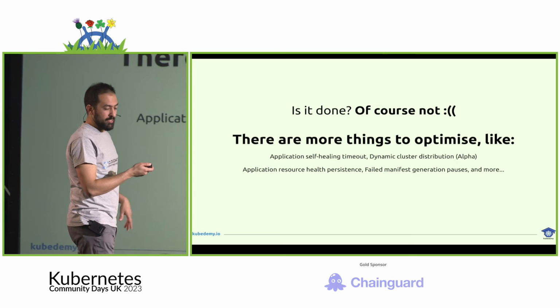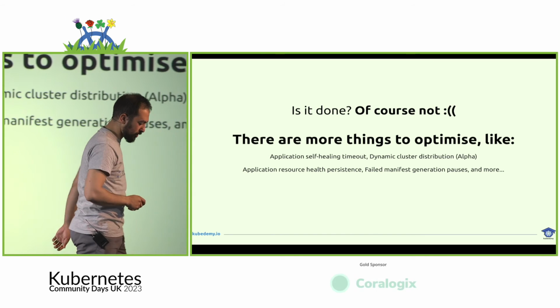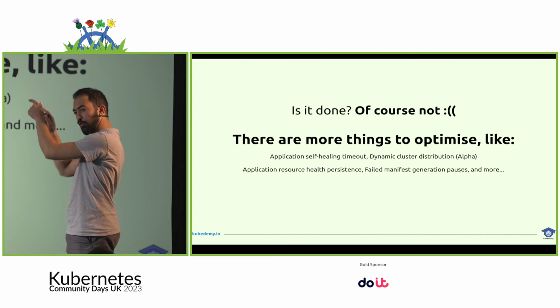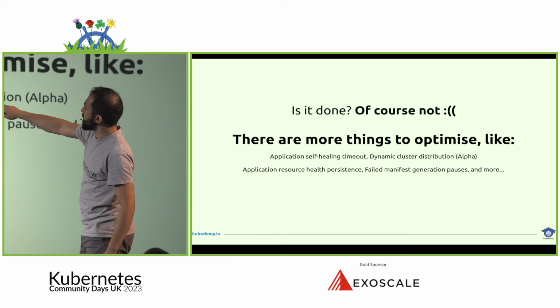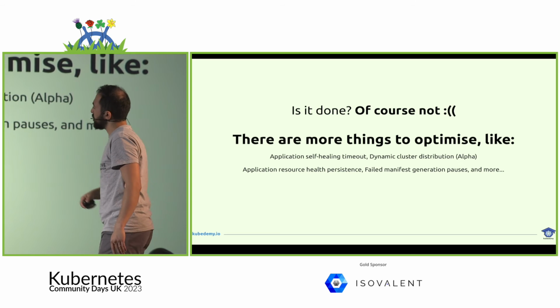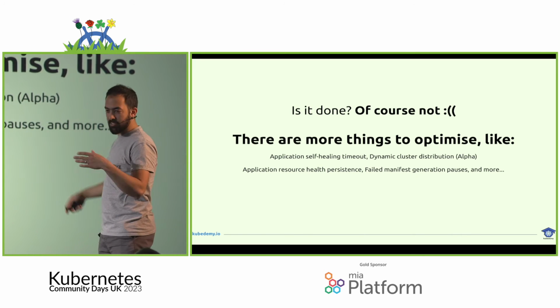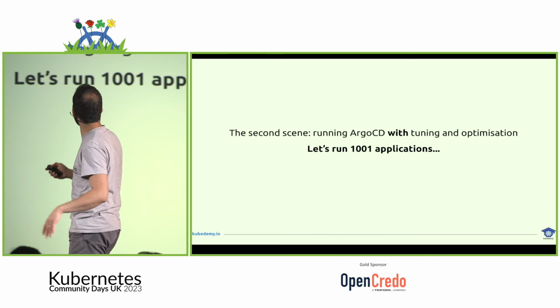And is it done? Of course not. It's just the 10 most common problems you will face when you work with ArgoCD at scale. Something like self-healing timeout, dynamic cluster distribution, which right now is alpha, resources persistence, failed manifest generation, and other things. You have to take care of all of them.